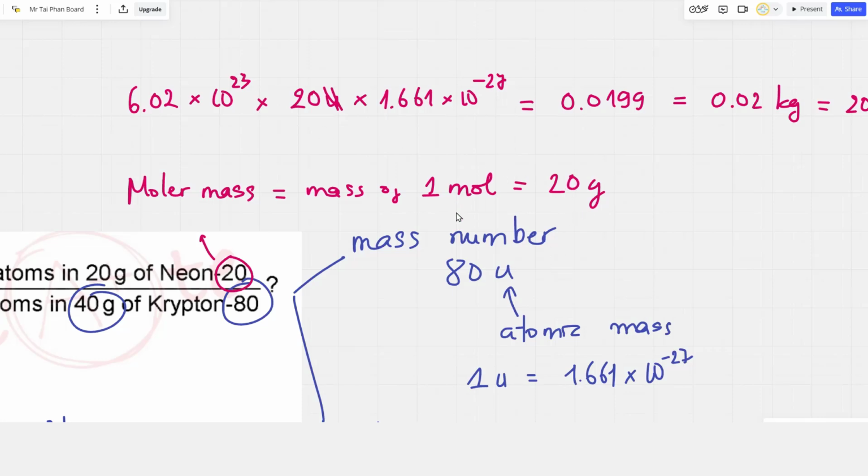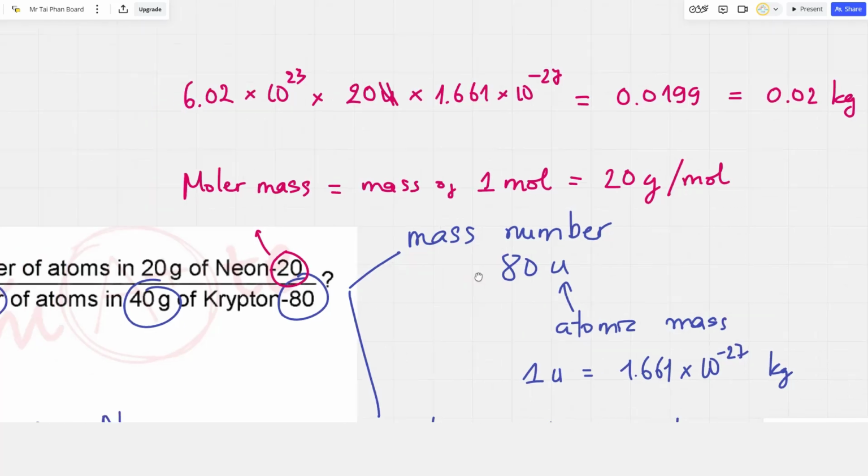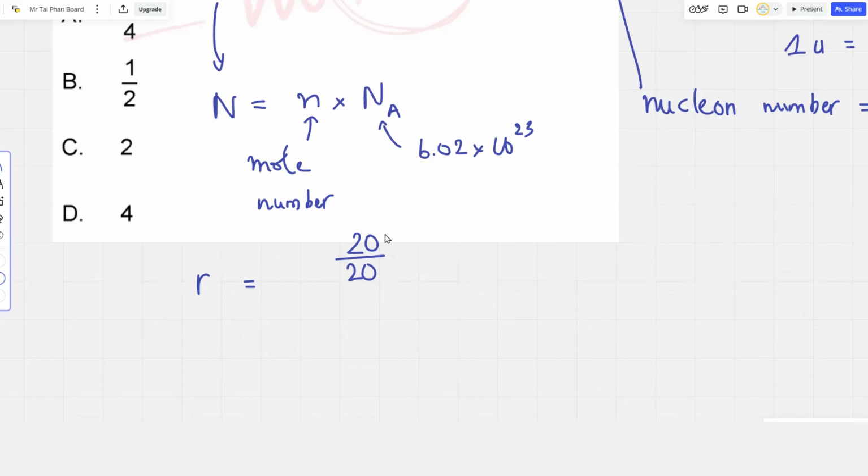Okay, but the units are different. The unit of mass number is atomic mass U, in kilogram, and molar mass is in gram, which means 20 gram per mole. Okay, so here basically the 20 gram substance divided by the molar mass, 20 gram per mole, so that we get the mole number n, and then multiply with Avogadro number.